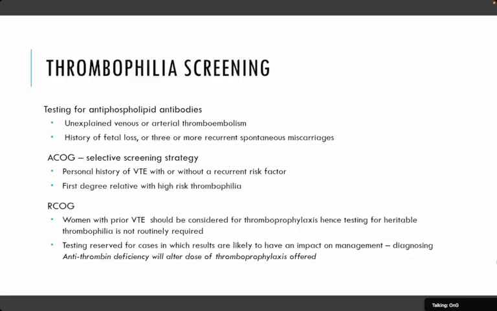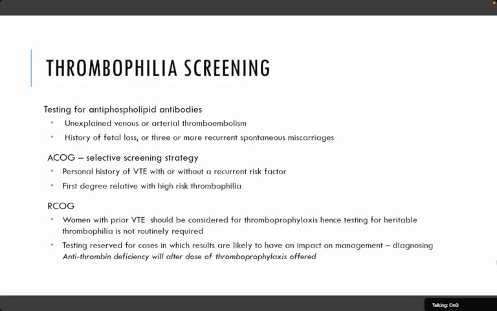The American College of Obstetricians advise a selective screening strategy. For example, if a patient has a personal history of VTE with or without a recurrent risk factor, or if the patient has a first-degree relative with a high-risk thrombophilia. Whereas the Royal College says that women with a prior VTE should be considered for thromboprophylaxis, and then testing will not be required because they'll be on thromboprophylaxis anyway.